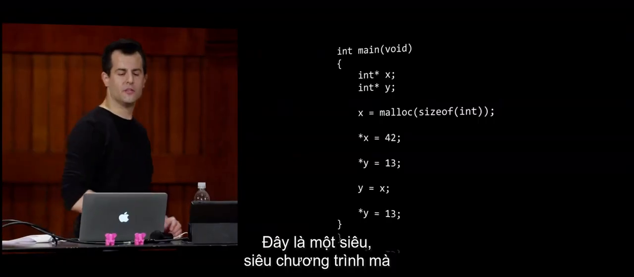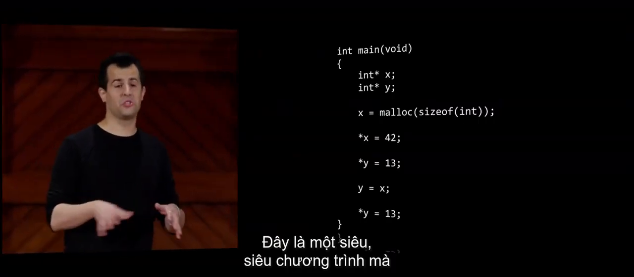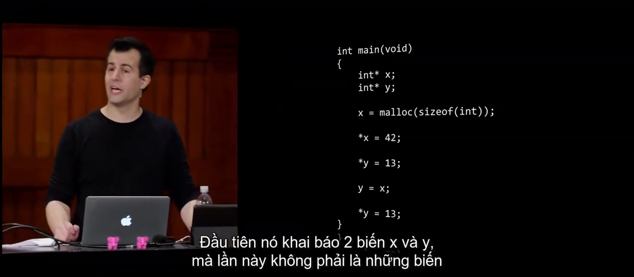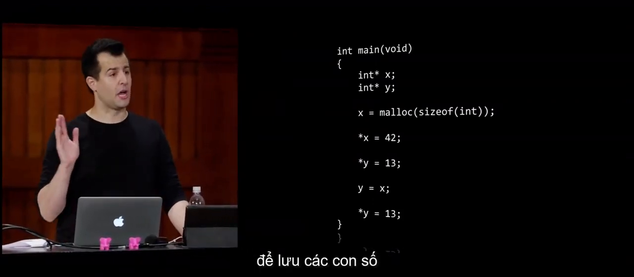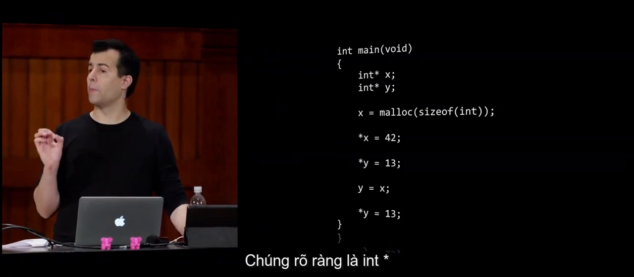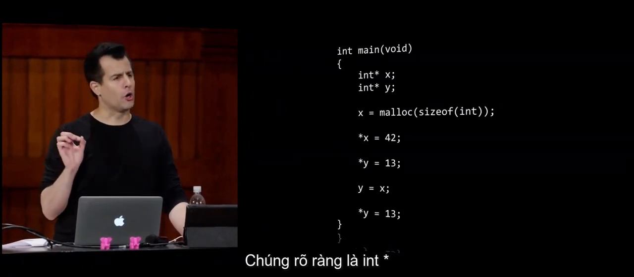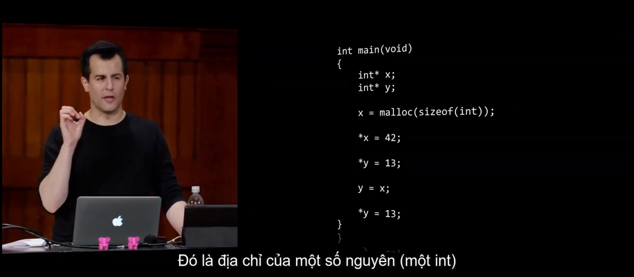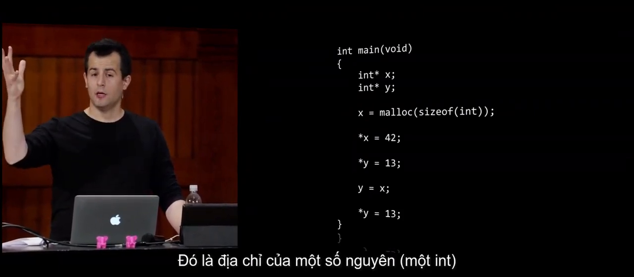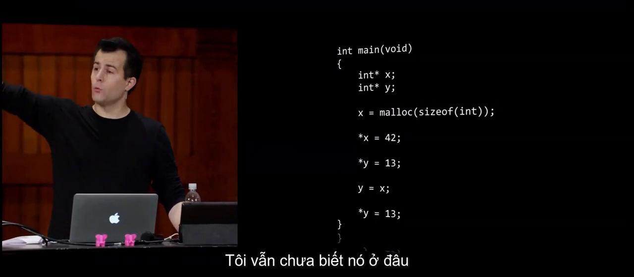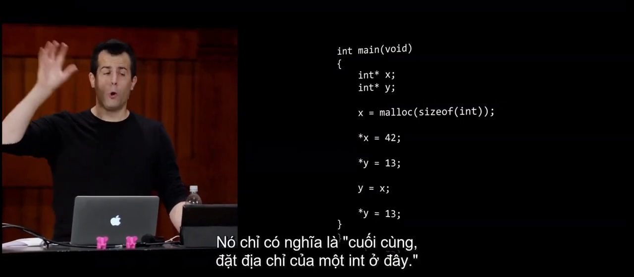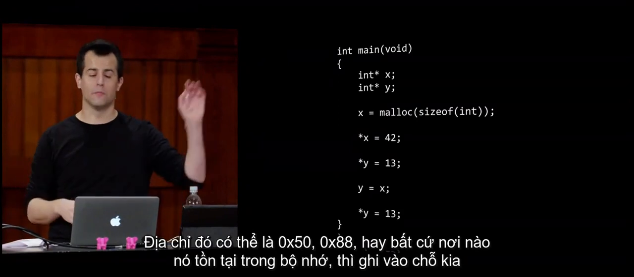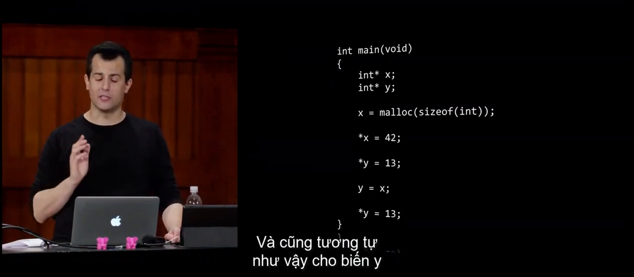So here is a super program that accomplishes nothing in life that does the following. It first declares two variables, x and y, that are not numbers this time per se. They're not integers per se. They are apparently int star. So just anyone, what does it mean if your data type, your variable, is of type int star? That's the address of an int. So I have no idea where it is yet. It just means put eventually the address of an int here, 0x50, 0x88, wherever it is in memory, an address is going there. And that's what y is going to be as well.